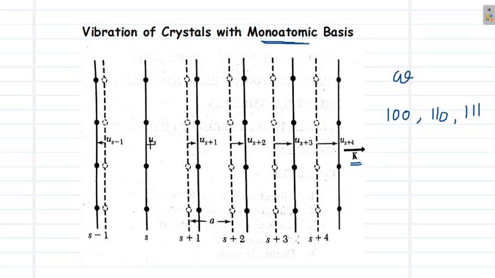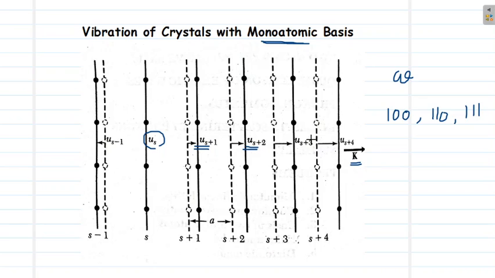So as you can see, one plane will be in its mean position. The next plane will be displaced slightly, whose position will be u_s plus 1. The next plane will be displaced by u_s plus 2 and so on. So after a while, these displacements will change, creating a kind of oscillation along the mean position, and that is how this wave will propagate through this crystal lattice.